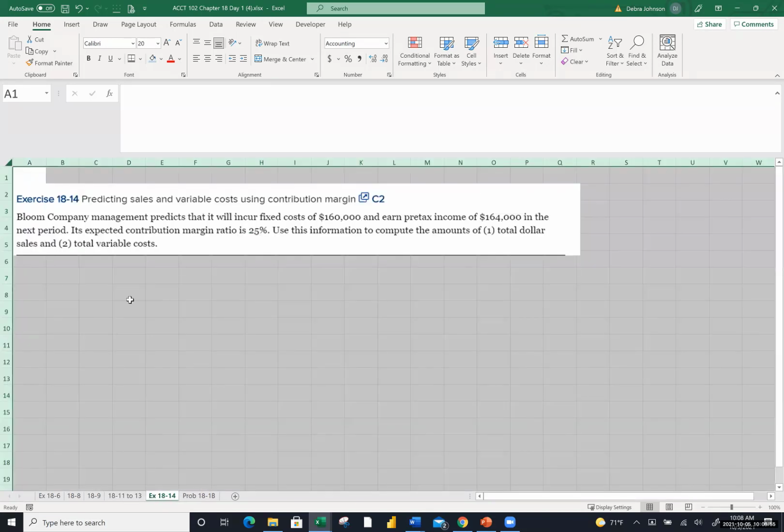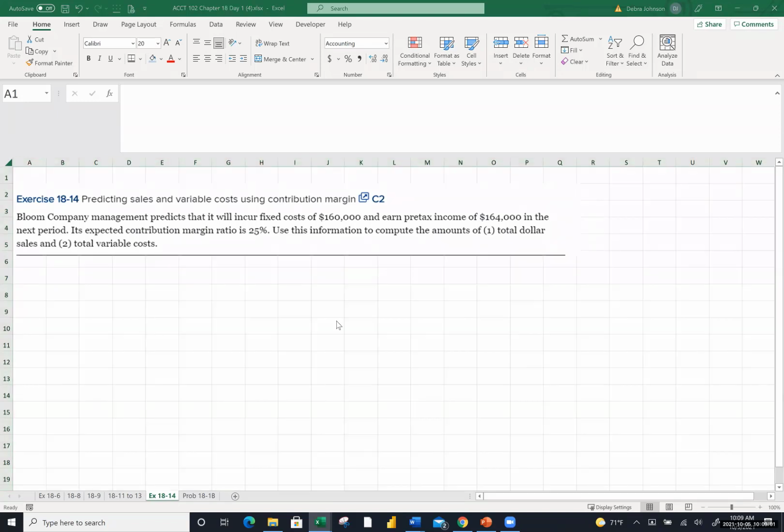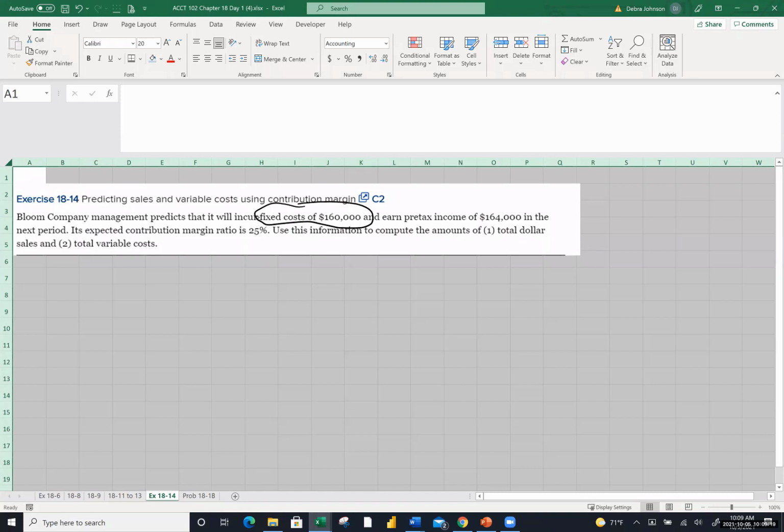Okay, here we go. Same problem. Let's keep going on this one. Oh, maybe it changed it. Bloom Company. I saw the BL and thought, oh, same company, different company. Bloom Company predicts that it will incur fixed costs. When I read these, I kind of circle the components so I don't have to read so many times. So my fixed costs are 160. My pre-tax income's 164 in the next period. Their contribution margin ratio is 25%. They want the amount of total dollar sales and total variable costs.